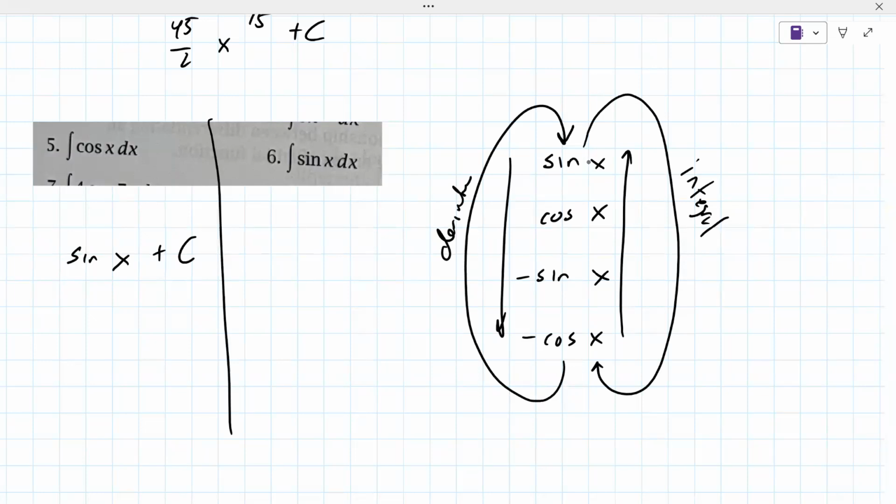X plus c. Okay. All right, number 6, sine x. Like you find sine x, and you're like, okay, for the integral, I got to slide up, which is really going back down to negative cosine.